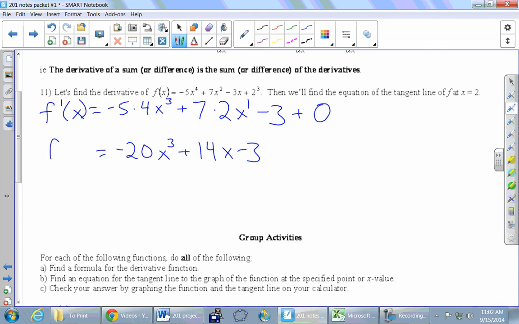Okay, so that's the answer to the first part. There's the derivative of f. And now we're going to find the equation of our first tangent line. And the point that we're interested in is x equals 2. Forget about the fact that it's a tangent line, but just any old line.